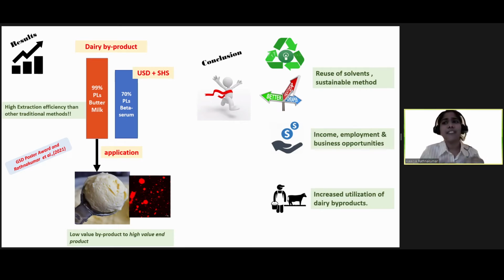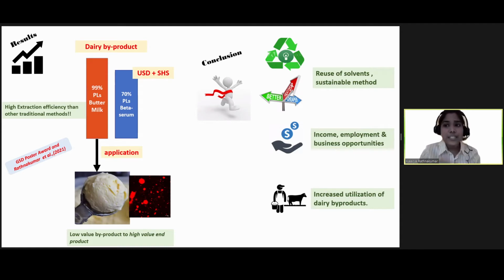However, the extraction efficiency depended on the type of the byproduct utilized in the switchable solvent extraction. In case of the beta serum, in order to improve the extraction efficiency, an ultrasound pretreatment was employed prior to the switchable solvent extraction. And from this, we were able to obtain 70% of the phospholipids, which was 10 times higher compared to the beta serum which was untreated.